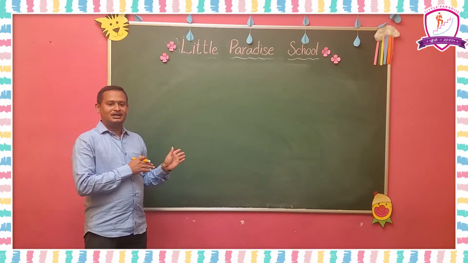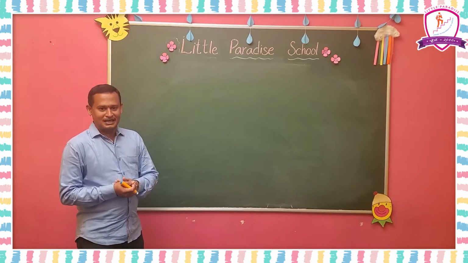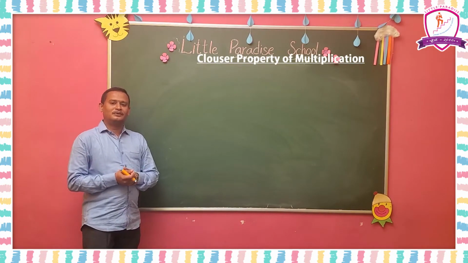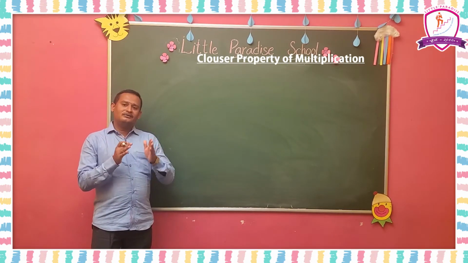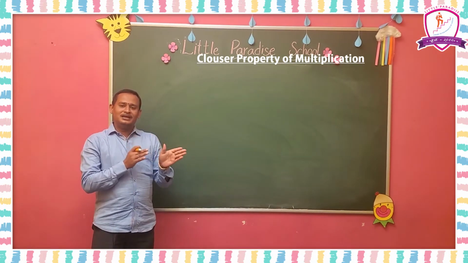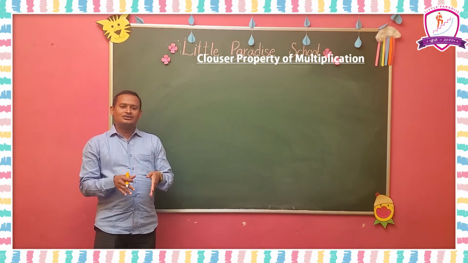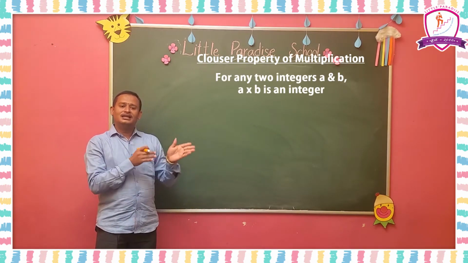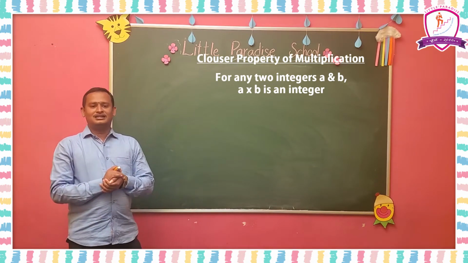So now all of you observe here, I am going to explain the closure property of multiplication. What is the closure property of multiplication? Before that, we will recall the closure property of addition. What is the closure property of addition? For two integers a and b, a plus b is also an integer. So here also we have to do like that only. For any two integers a and b, a into b is an integer.